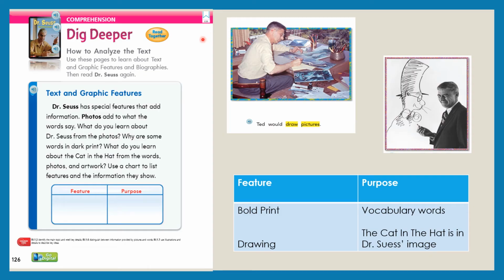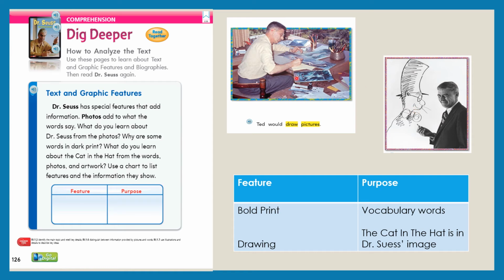Let's take a deeper dive into text and graphic features. Dr. Seuss has special features that add information. Photos add to what the words say. What do you learn about Dr. Seuss from the photos? Why are some words in dark print? What do you learn about the cat in the hat from the words, the photos, and the artwork? Use a chart to list features and the information they show.